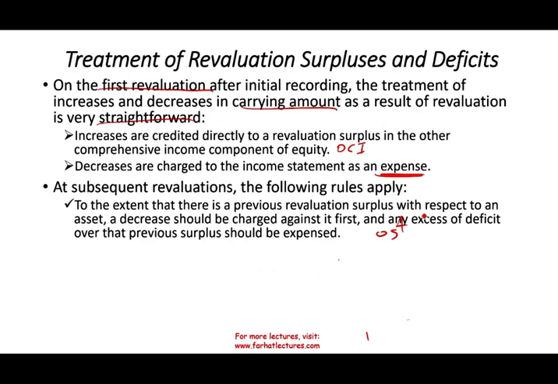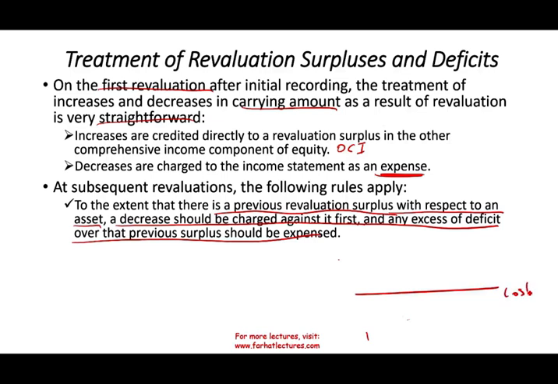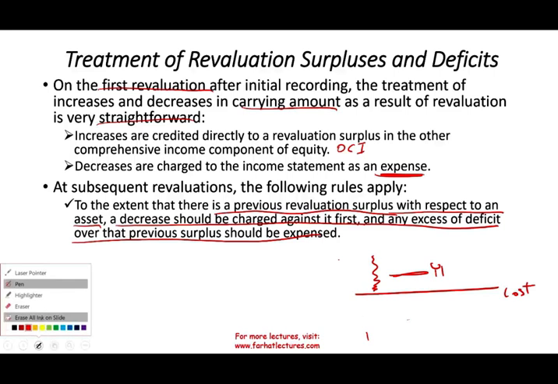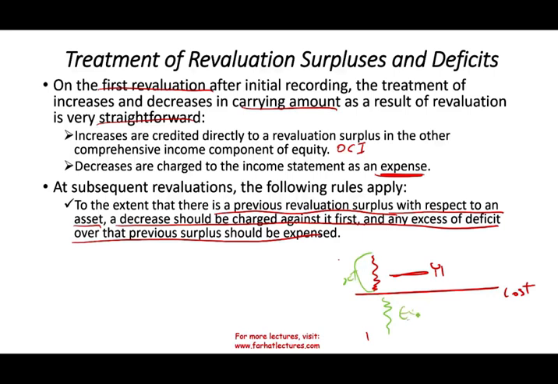To the extent that there is a previous revaluation surplus with respect to an asset, a decrease should be charged against it first, and any excess of deficit over the previous surplus should be expensed. In simple English, you have the cost here. In year one, you revalue the asset right here. As long as the asset value is in this area above the cost, you are still dealing with OCI. If the revaluation falls below the cost, then this amount will be OCI and this amount will be expense.